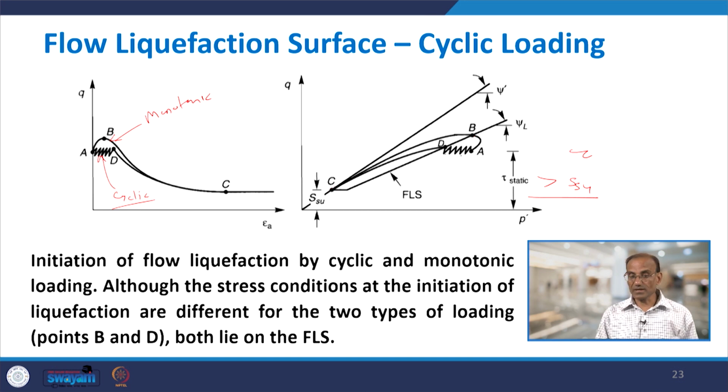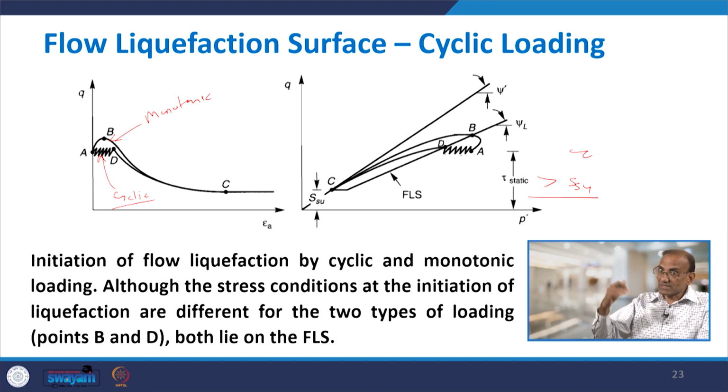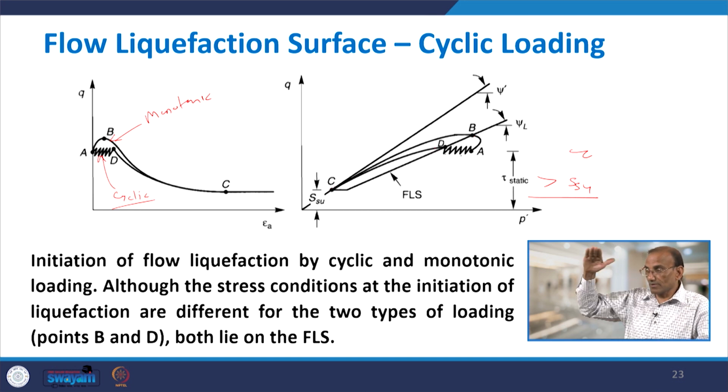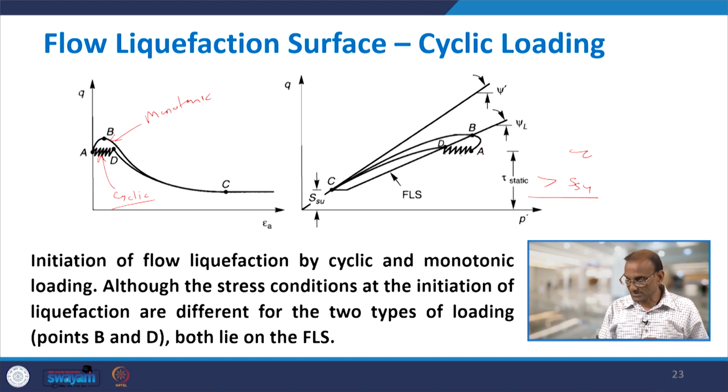Now, we will come to how cyclic loading behaves when you move from A to D. At that point the specimen becomes unstable and strain rapidly develops, which is the same thing we already discussed. The second specimen is loaded cyclically, and this is also under undrained condition. The effective stress path moves to the left as positive excess pore pressure develops and permanent strain accumulates. Here, when you apply the load cyclically, pore water pressure will develop positive, as a result P will decrease, and the cyclic loading difference is that it will oscillate. The value of Q is not constant; rather, in cyclic loading it will go up and down, and this is the double amplitude of the cyclic loading which is applied.